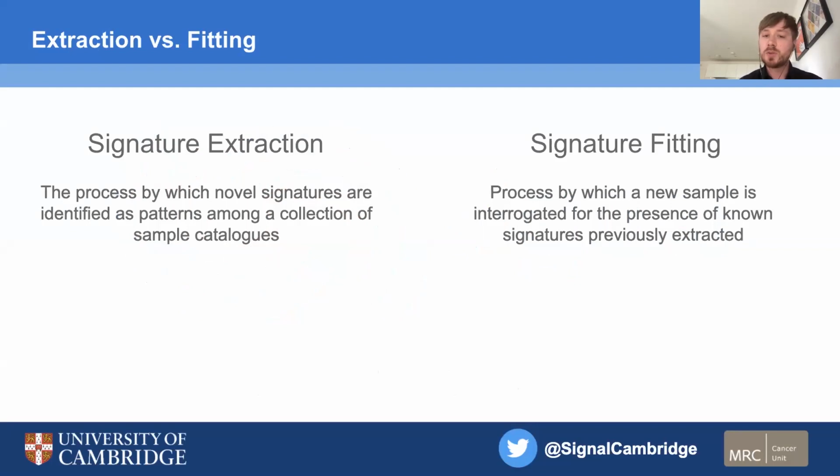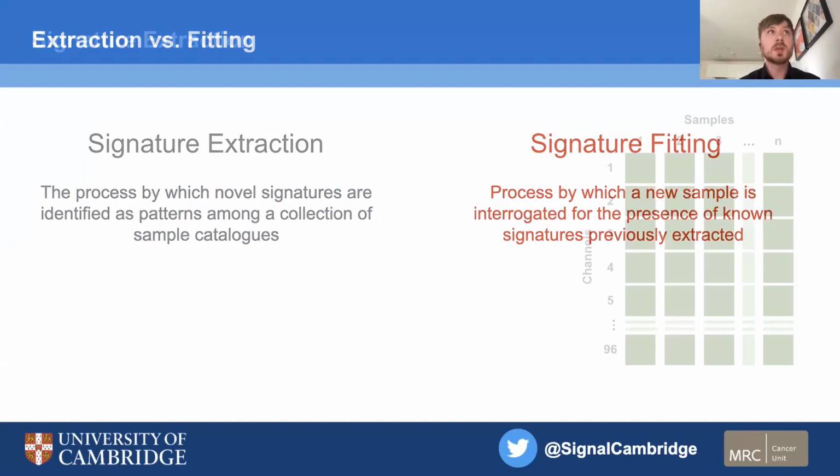Firstly, though, I wish to emphasize two key concepts that have already been mentioned, but it's very important to distinguish one from the other: signature extraction and signature fitting. Signature extraction is the process by which novel signatures are identified as patterns among a collection of sample catalogues. Signature extraction was used to generate all of the signatures that you've seen so far during this talk and in Jan's demo. Signature fitting, on the other hand, is the process by which a new sample, in this case a sample uploaded by a Signal user, is interrogated for the presence of one or more of the known signatures previously extracted.